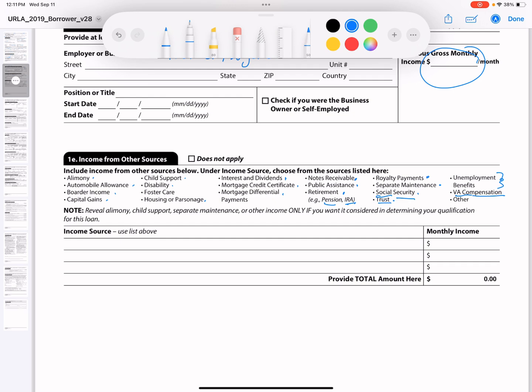And as I mentioned, just go ahead and write here what the income source is. Let's say it's child support. They're going to ask you to prove that you're going to continue that child support for the next 3 years. So if your kid is 17 and that child support ends when they're 18, you are not going to get credit for that child support.